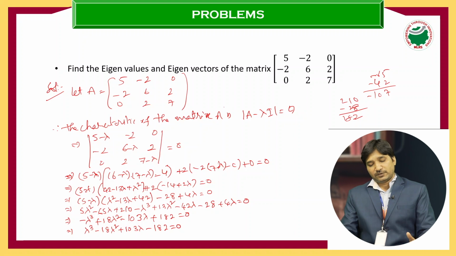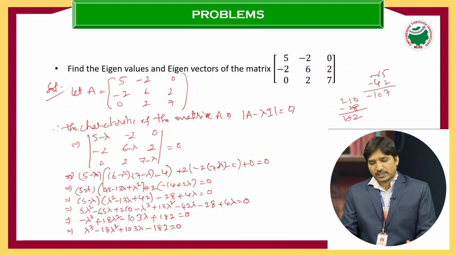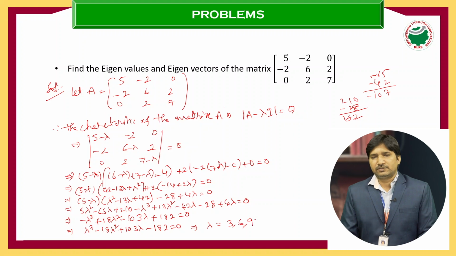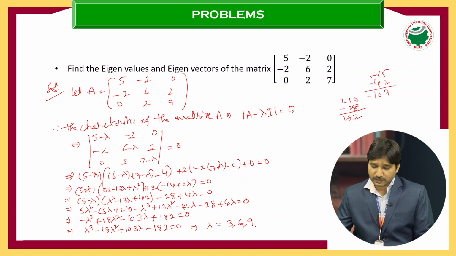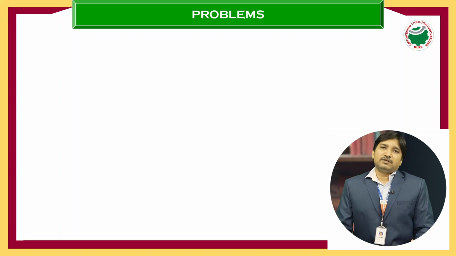So now find the roots of the cubic equation. It is easy to find by using synthetic division or any scientific calculator. The eigenvalues of this given matrix are 3, 6, 9. Okay, so we are done with the eigenvalues.